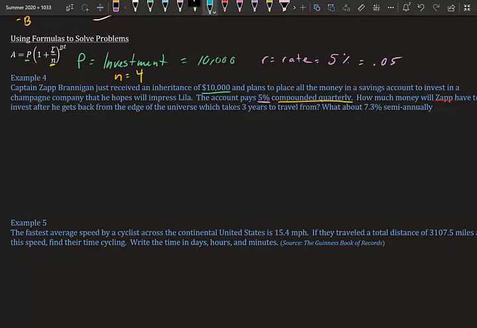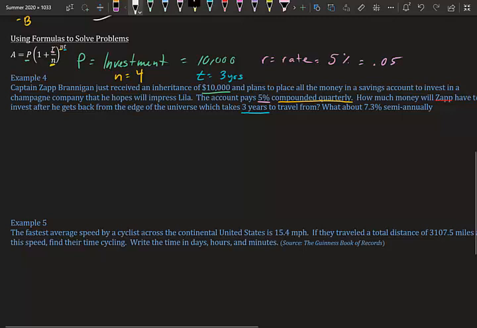Now we just need to find time. So how long is this happening for? Let's look for the time. So he wants to invest it for 3 years. So our time is 3 years. Little t is always time. So that's how we're going to figure out how much we have in return.